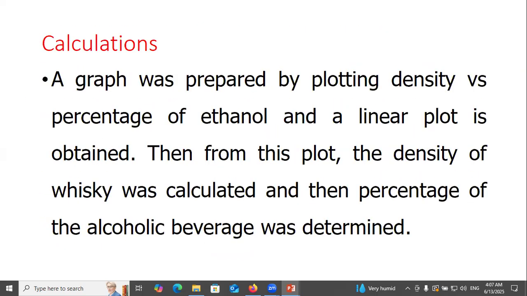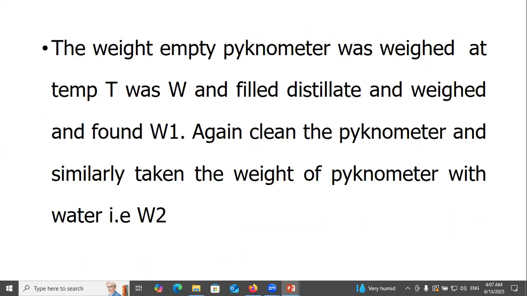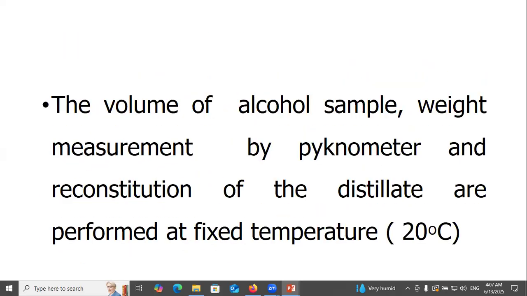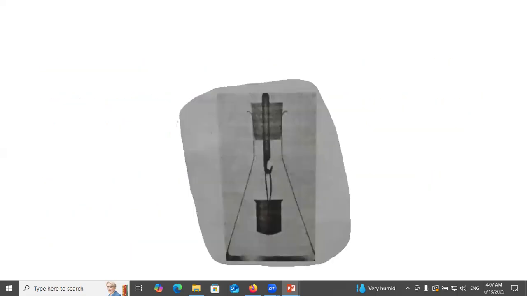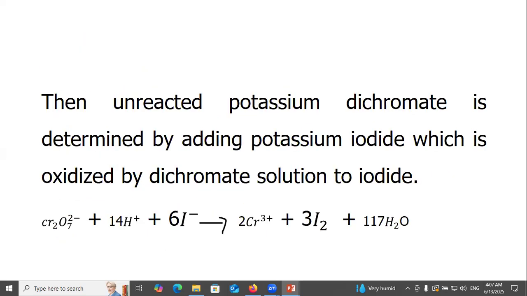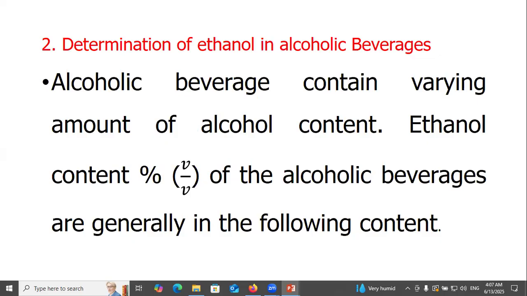Okay, it's all about determination of ethanol in alcoholic beverage.